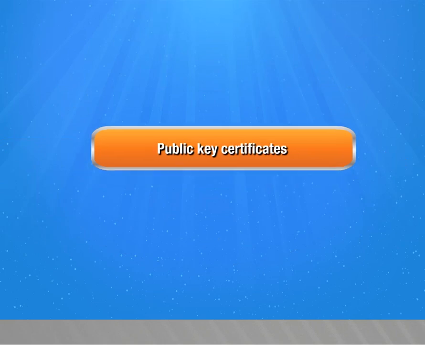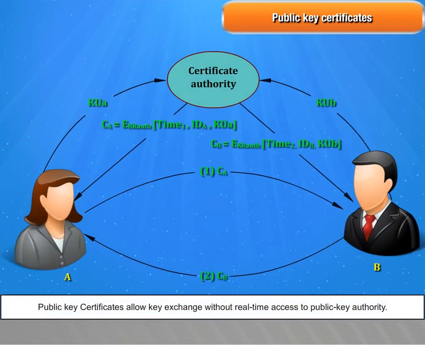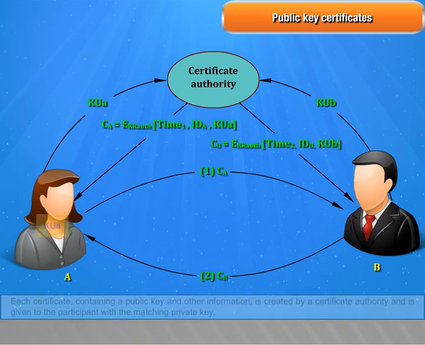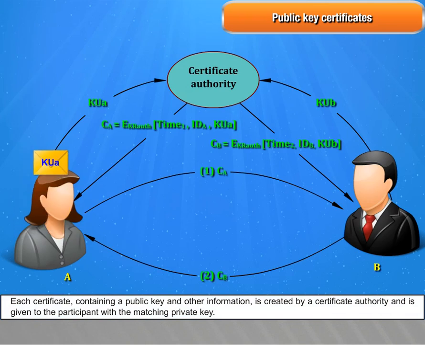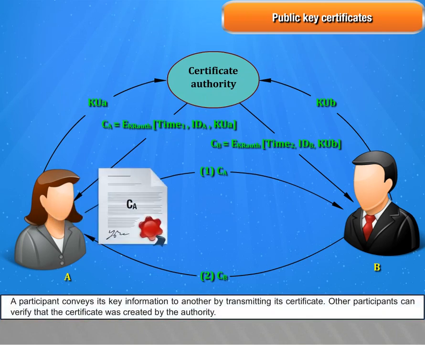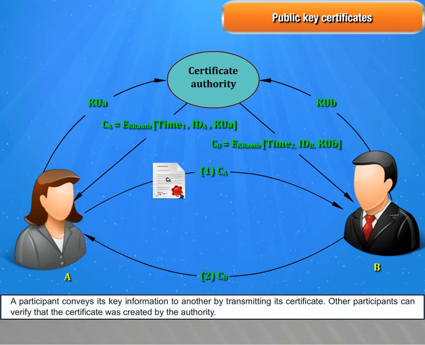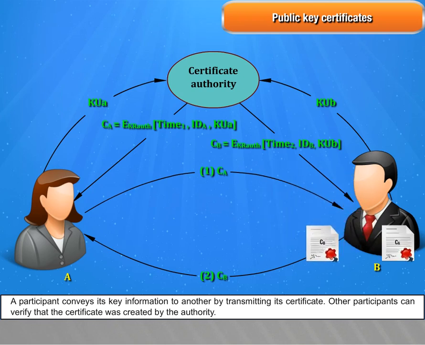Public key certificates. Public key certificates allow key exchange without real-time access to the public key authority. Each certificate containing a public key and other information is created by a certificate authority and is given to the participant with a matching private key. A participant conveys its key information to another by transmitting its certificate. Other participants can verify that the certificate was created by the authority.